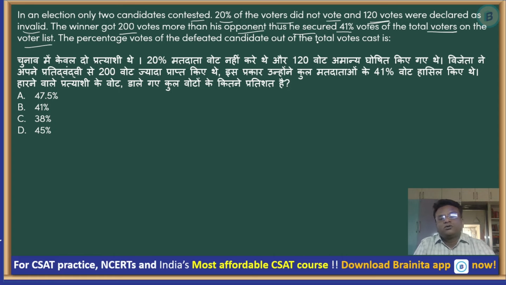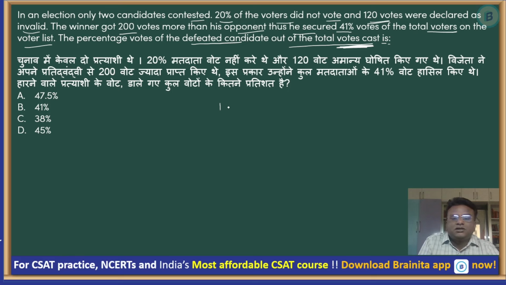So whatever total voter list was there, the winner secured 41% of the votes, which were 200 more than the loser. The percentage votes of the defeated candidate out of the total votes cast is. Now this is important. We have been asked the percentage with respect to the total votes cast, right? Not total number of the voters on the voter list. So let us break it down one by one. 20% of the voters did not vote.